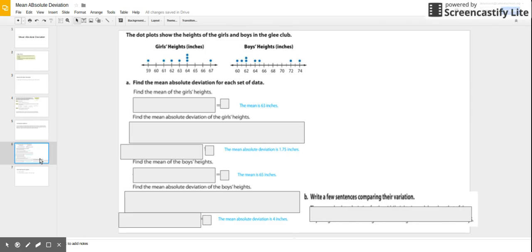Let's look at an example. So the dot plots show the heights of the girls and boys in the Glee Club.